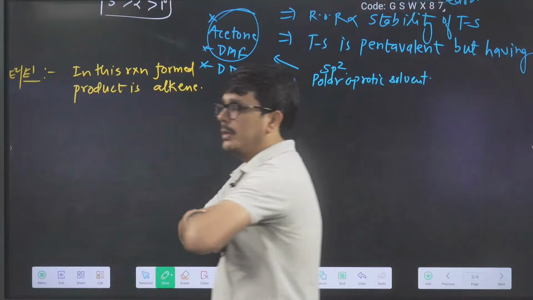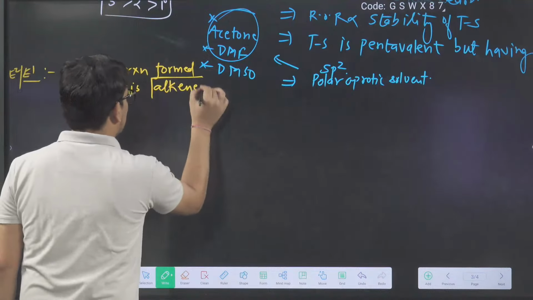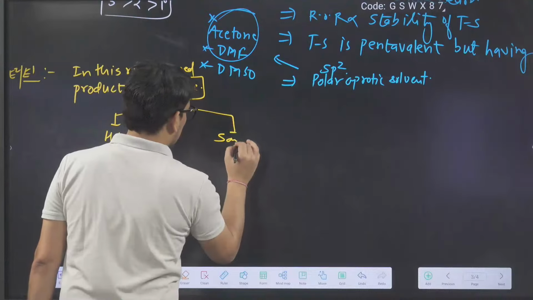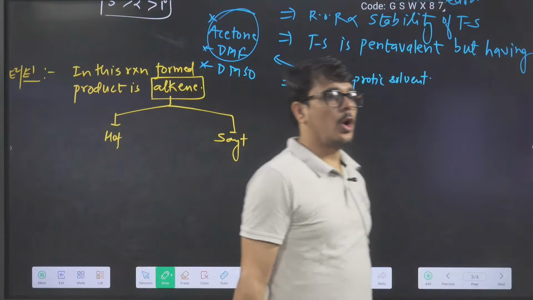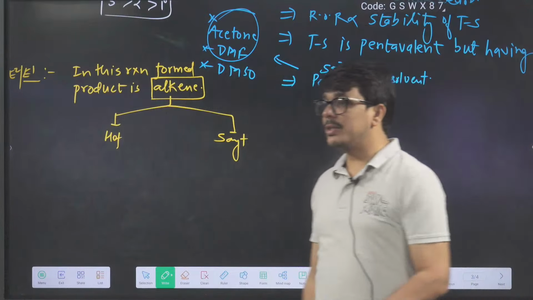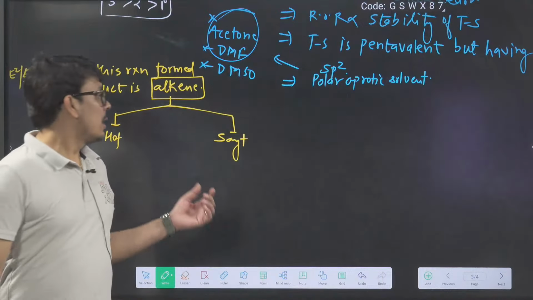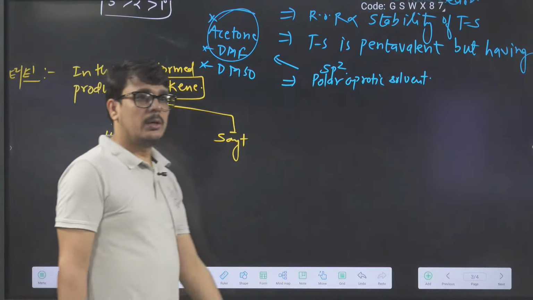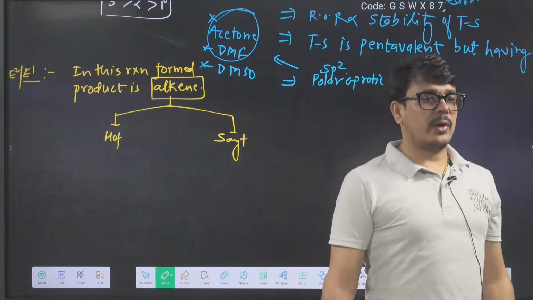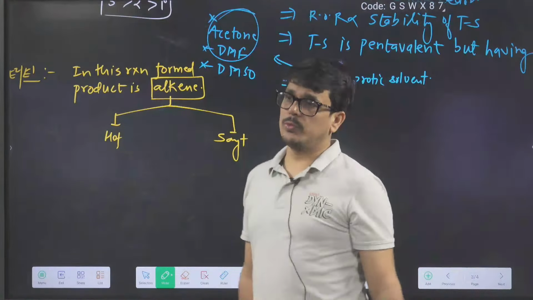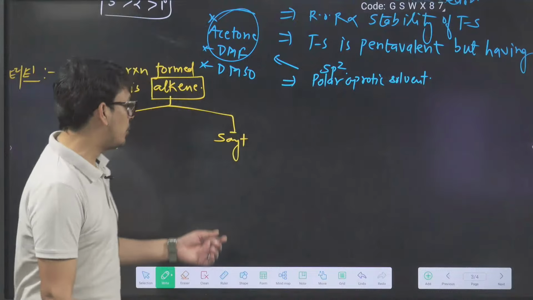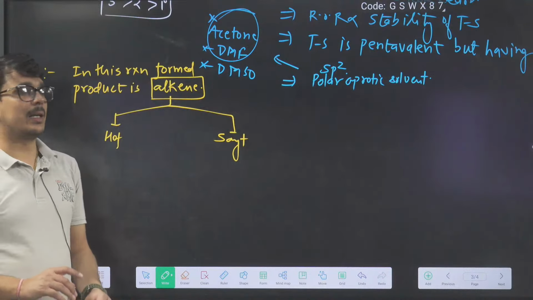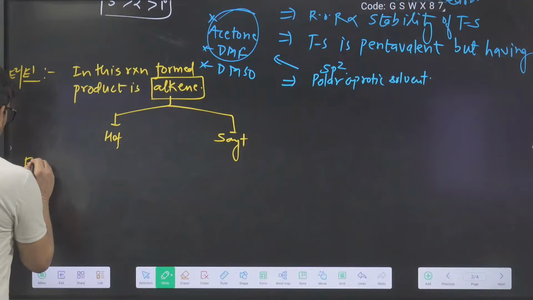So in this case, two types of alkenes are there, either Hoffman or Saytzeff. In general, how do we differentiate them? Which one is the Saytzeff alkene? More alpha H or less alpha H? Very good. The alkene with more alpha hydrogens is known as Saytzeff alkene. The one with fewer alpha hydrogens is known as Hoffman alkene.